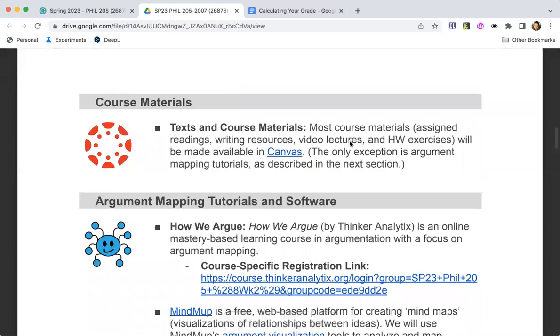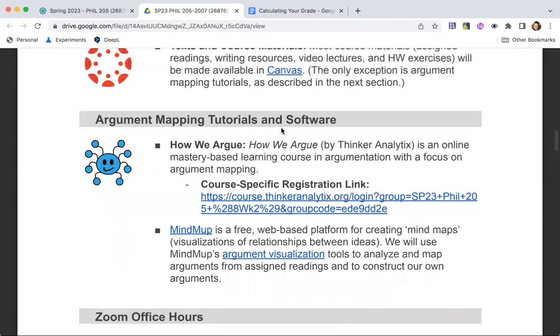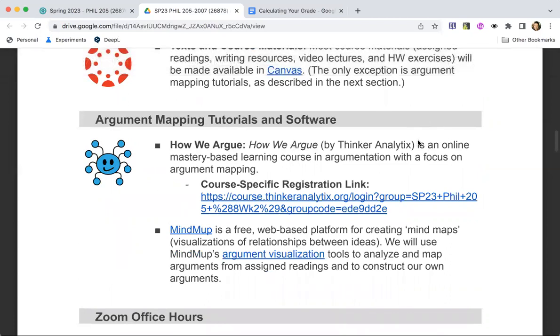Okay, so course materials. Almost everything you're going to need will be made available in Canvas and for free. The exception is a series of tutorials called How We Argue by an organization called Thinker Analytics. This is a nonprofit organization that is partnered with the Harvard Philosophy Department, and they have great content for teaching argumentation through argument mapping. That's a way of visualizing arguments to understand, analyze, and evaluate them.